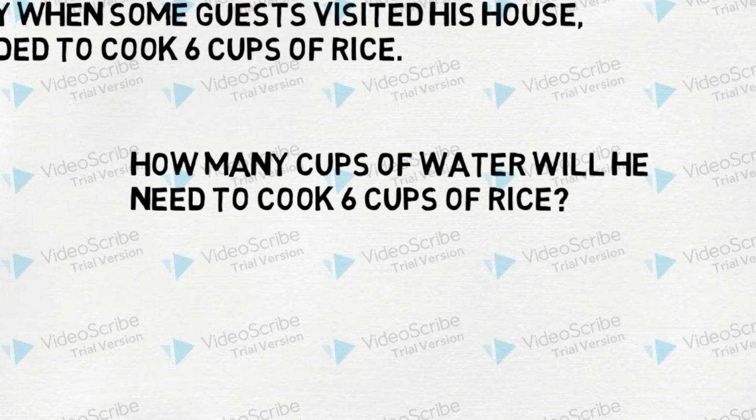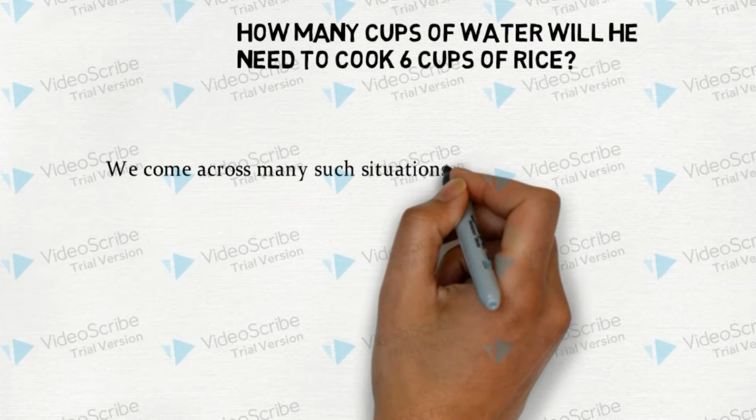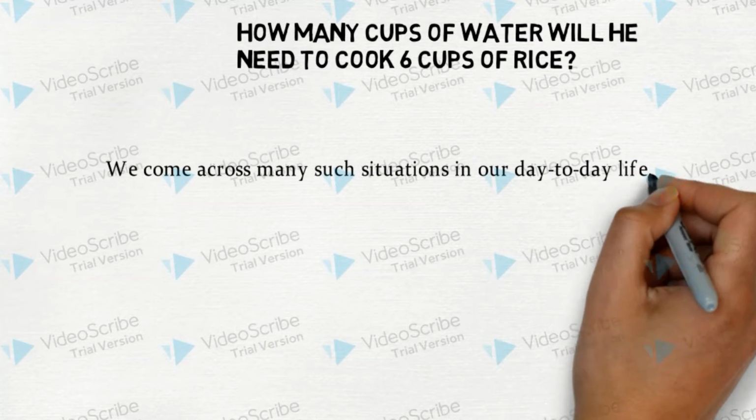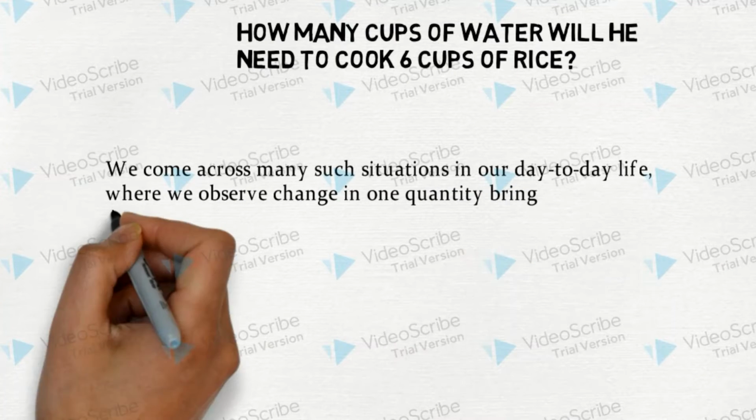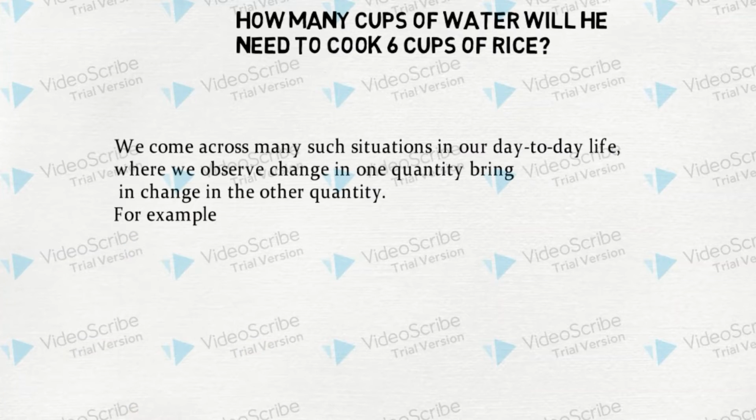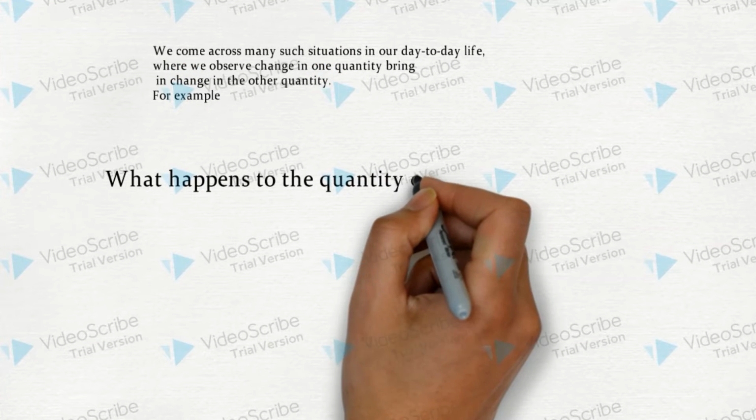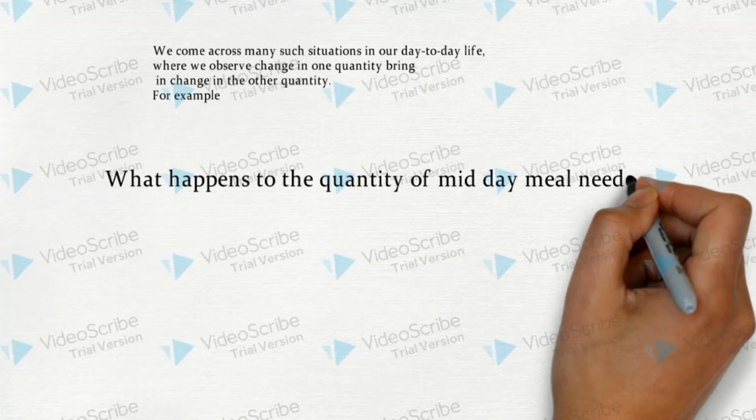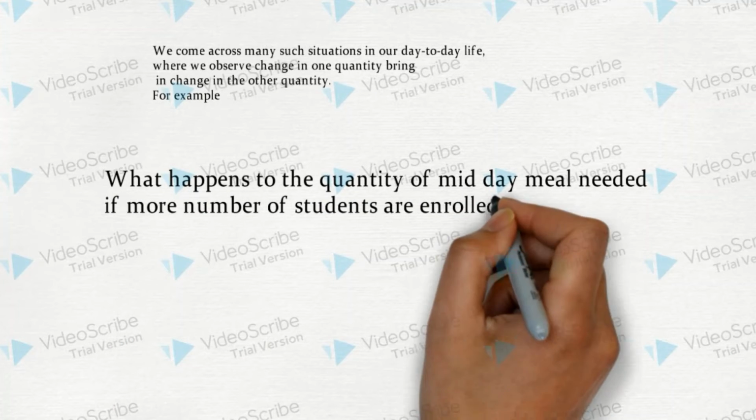We come across many such situations in our day-to-day life, where we observe change in one quantity brings in change in the other quantity. For example, what happens to the quantity of midday meal needed? If more number of students are enrolled in your school, more quantity of midday meal is required.